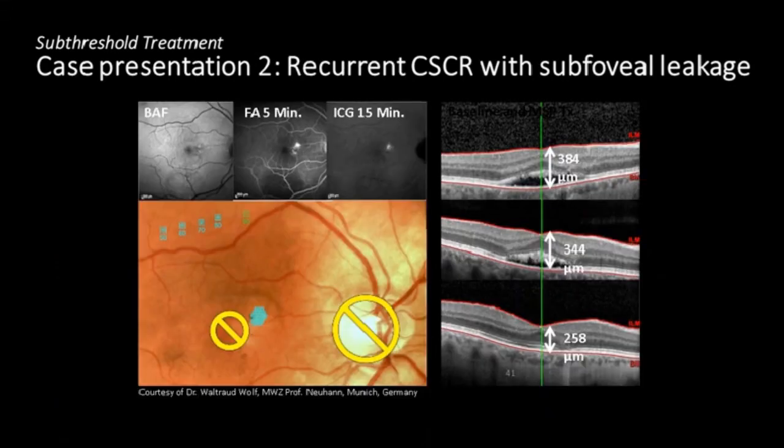Here's a second case, recurrent CSC with subfoveal leakage. Here you have a treatment pretty close to the fovea. They did note you have to put the no-fly zones on so that it doesn't turn off the overlay all the time, and so they move the no-fly zone of the fovea slightly out of the way. Our colleagues in Munich had a nice resolution of fluid in this patient with CSC, and a treatment that's really right at the fovea, if not right there.